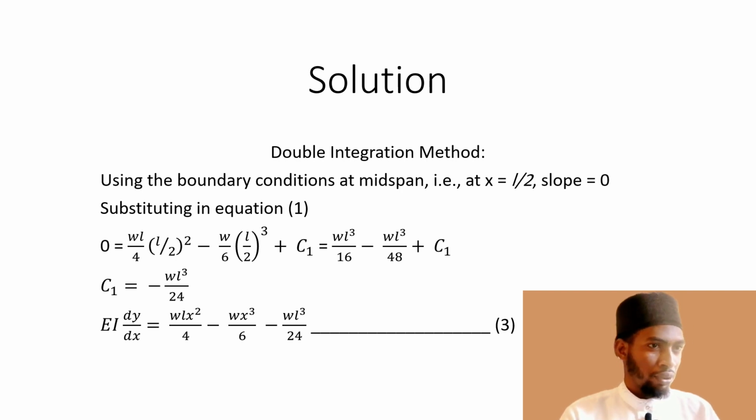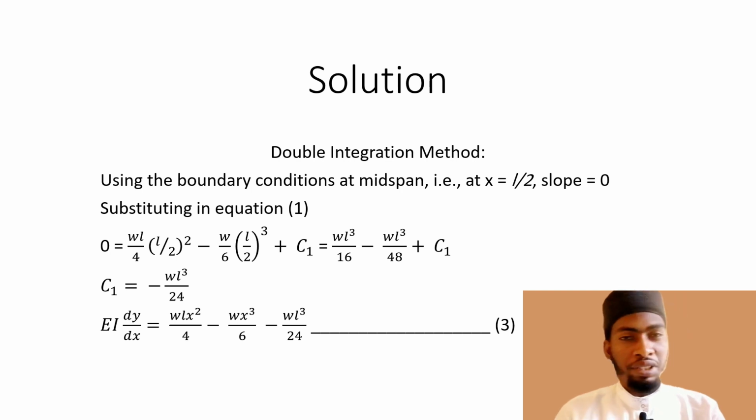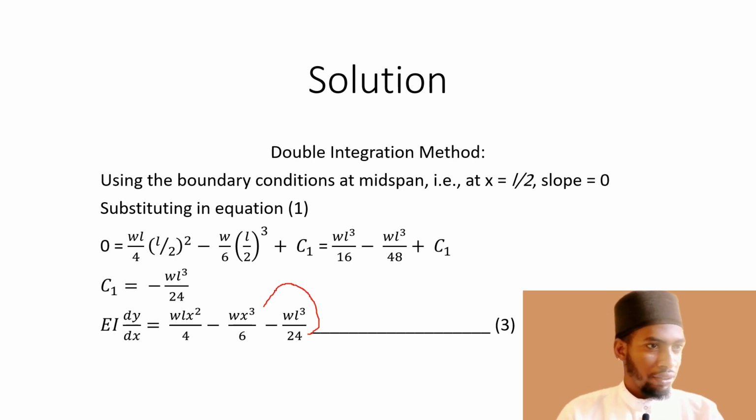So if you take this one to cross the other side of the equation, you're going to have minus WL cube over 24. Okay, so I believe you can practice this one. This is elementary arithmetic. The next one is to substitute this C1 in equation 1. After substituting C1 in equation 1, we have equation 3. Okay, this is the equation. We have substituted C1 here.